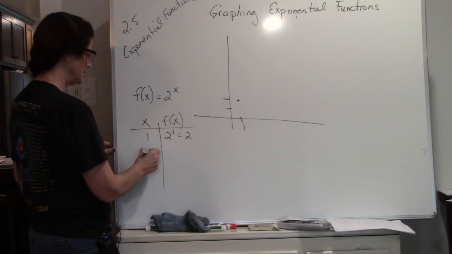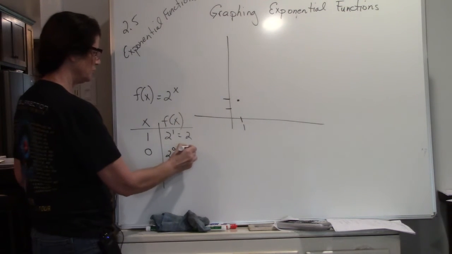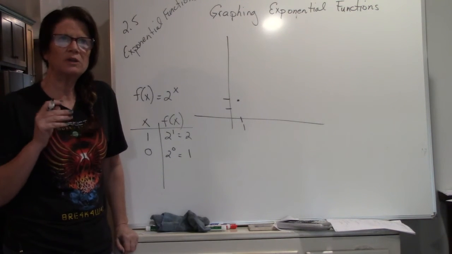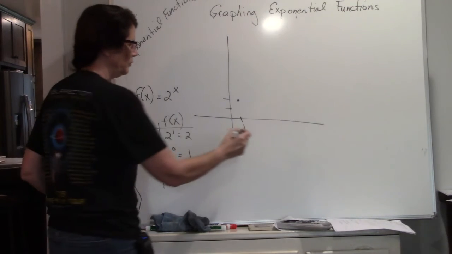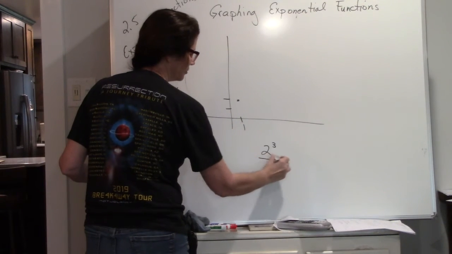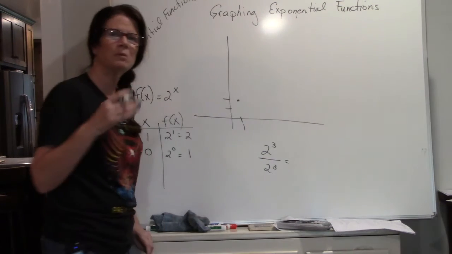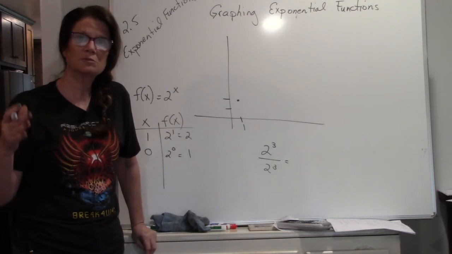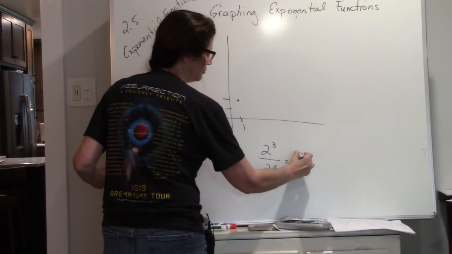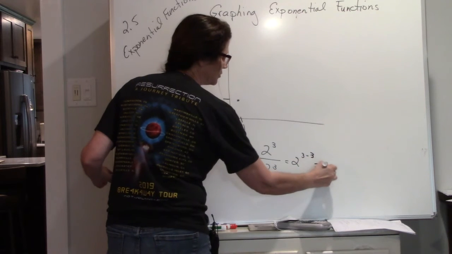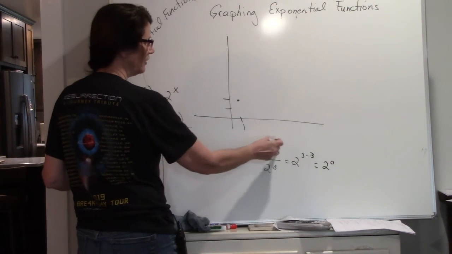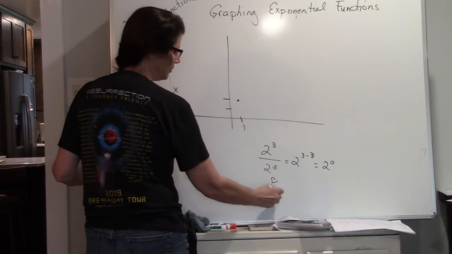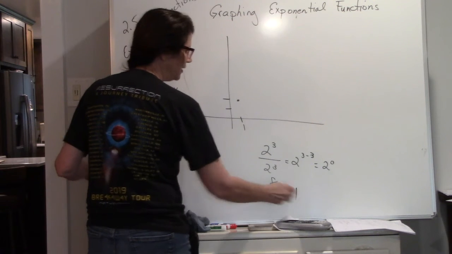Okay? If x is 0, 2 to the 0 power is 1. Now, the reason for that is because when you have a 0 power, what we have is if I had 2 to the third over 2 to the third, and you remember your exponent rules, right? This is division, so we're going to subtract the exponents. So we go 2 to the 3 minus 3, which is 2 to the 0. Okay? So if I would go back to the original, 2 to the third power is 8. Well, 8 over 8 is just 1.